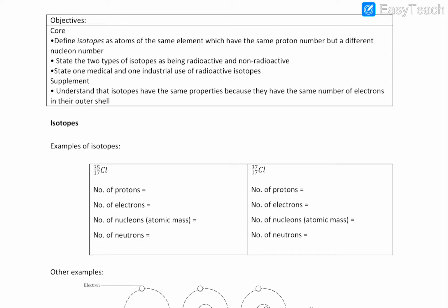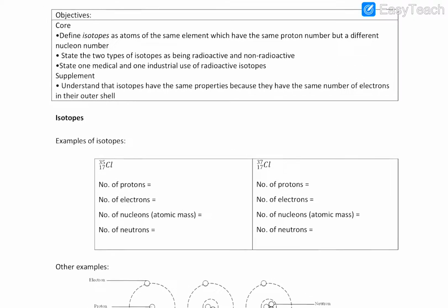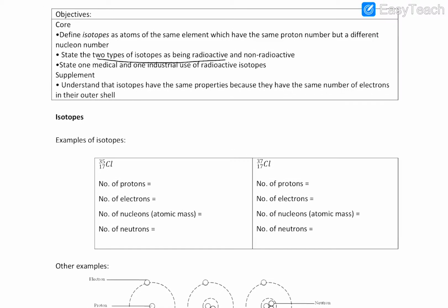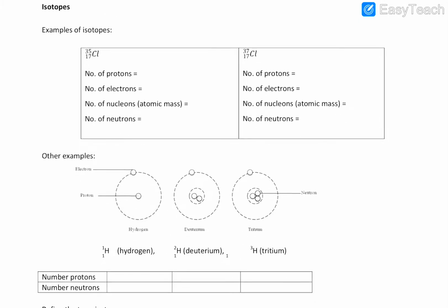Concerning isotopes, you'll need to know the definition of isotopes and give the two types of isotope that exist, medical and industrial uses, and talk about the properties of isotopes. So let's see isotopes. These are two examples of isotopes, chlorine 35 and chlorine 37.